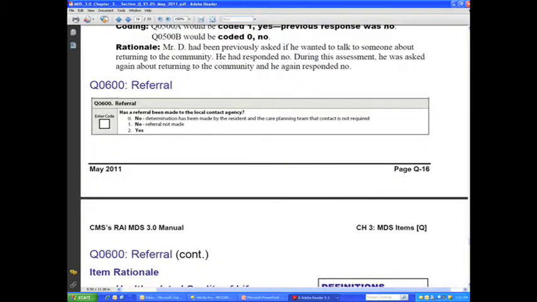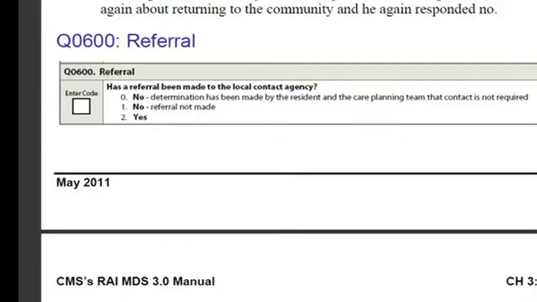Okay, Q0600, referral. One little item here: has a referral been made to the local contact agency? Here in Delaware, that's the ADRC. Code 0, no, the determination has been made by the resident and the care planning team that contact is not required. Code 1, no, the referral was not made, or code 2, yes.